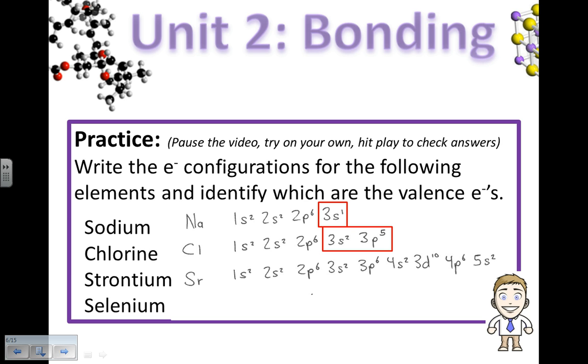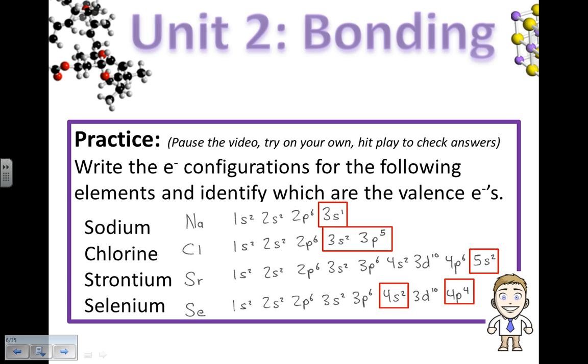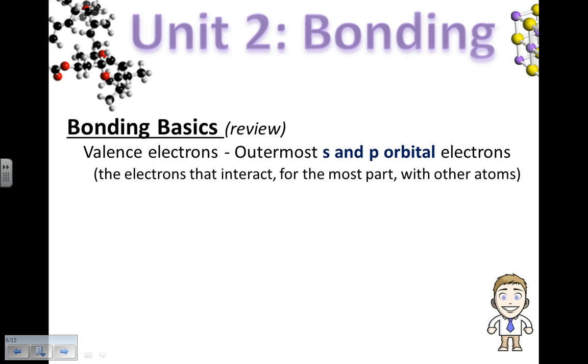Strontium is much bigger. It goes all the way up to the 5th energy level, and there's only an s orbital there with 2 electrons, so this is strontium's 2 valence. Lastly, selenium goes up to 4p4, so it goes to the 4th energy level where there's both s's and p's. 2 plus 4 are selenium's 6 valence electrons. Alright, so hopefully you did okay. Let's move on to the next term here.